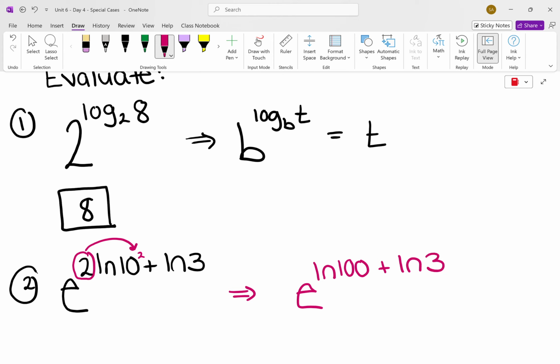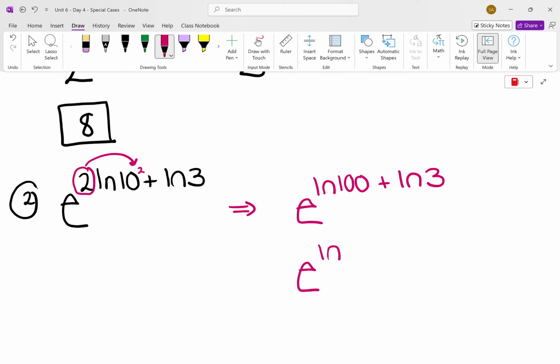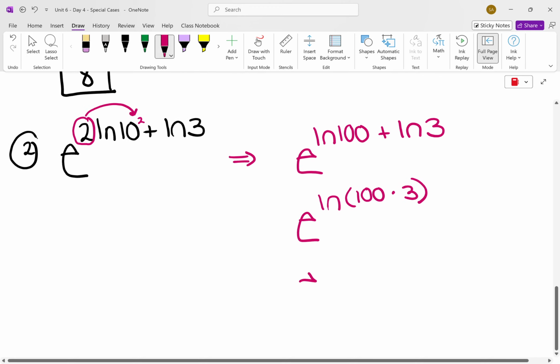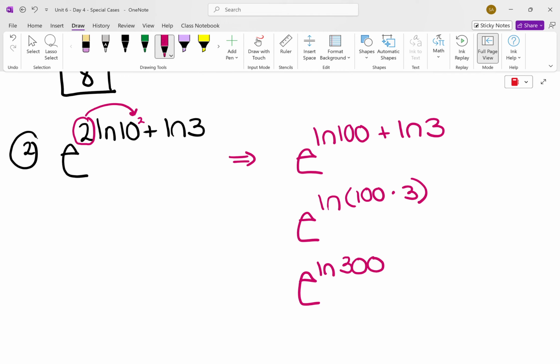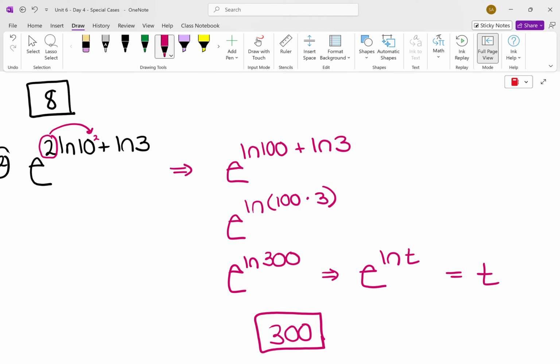Are we good with that so far? Yep, so now I'm going to condense this even further to be just 1 log. So now this is going to be e, and now I could pull out 1 ln, and what can I do with the arguments if I'm condensing, since it's addition? We can multiply them. So this is 100 times 3. So this is e to the ln of 300. Well, guys, this is one of the shortcuts. e to the ln of t equals t. So what's our answer? 300. Not bad, right?